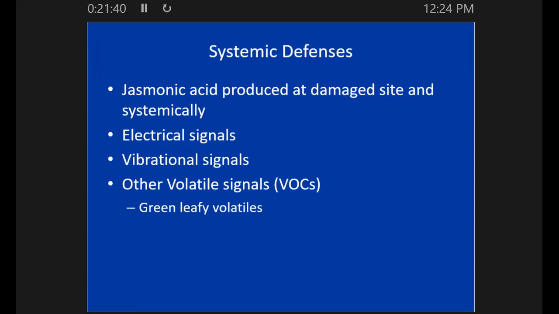You may see in the literature they'll talk about green leafy volatiles. It's just a general term for a bunch of different volatiles that can be used, in many cases, to prime the rest of the plant. It's a systemic signaling system so that the rest of the leaves on the plant can ramp up their ability to defend themselves against whatever's attacking them. So there are several different strategies that can be employed. It just depends on the situation and what's attacking them, how the plant will work the response.